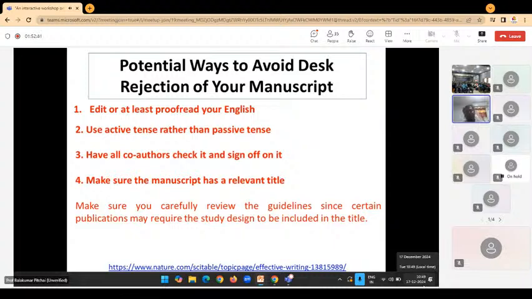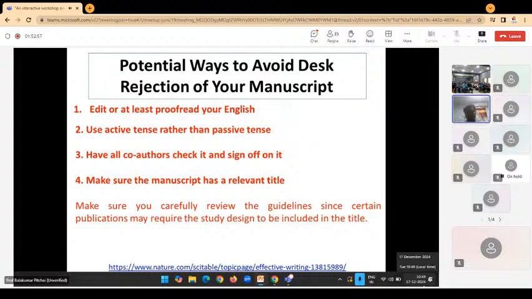The abstract should have four components. The first component should be background, the second should be method, the third should be results, and the fourth should be conclusion. There won't be any discussion and there won't be any references in the abstract.